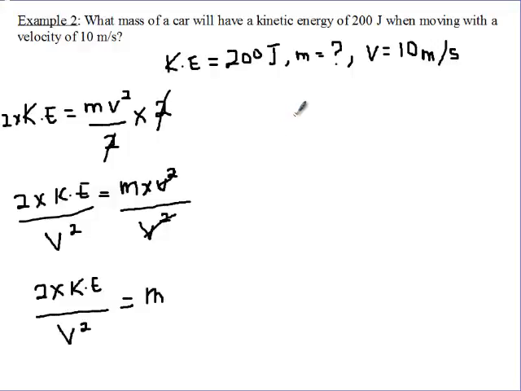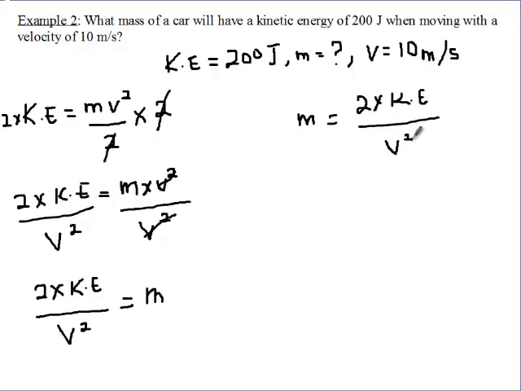So now let's use this formula. M is equal to 2 times KE. We are only turning the formula around over here. What is supposed to be on the right has come to the left, and what is supposed to be on the left has gone to the right.